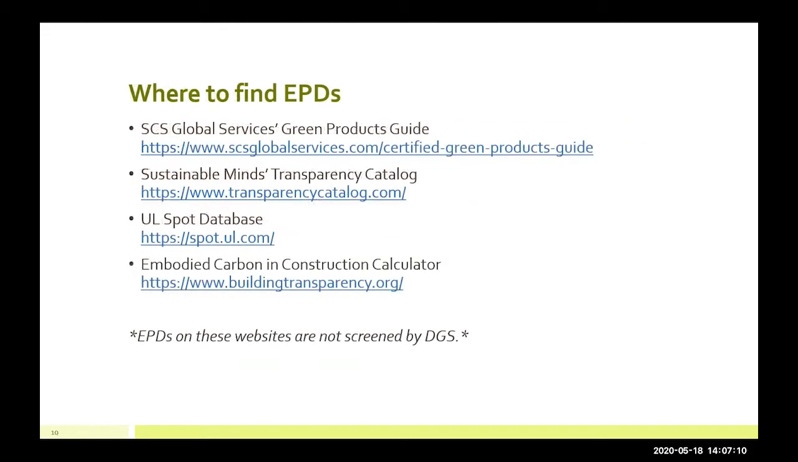So where to find EPDs? EPDs, again, as I said in the previous slide, are posted on program operator websites once they are developed and cleared and verified. So here on screen, you'll see 4 databases that were picked. The first one is SCS Global Services Green Products Guide. SCS Global Services is another program operator in North America, and they have a Green Products Guide shown here where you can find EPDs on materials that they've made EPDs for. The second one is Sustainable Minds' Transparency Catalog.